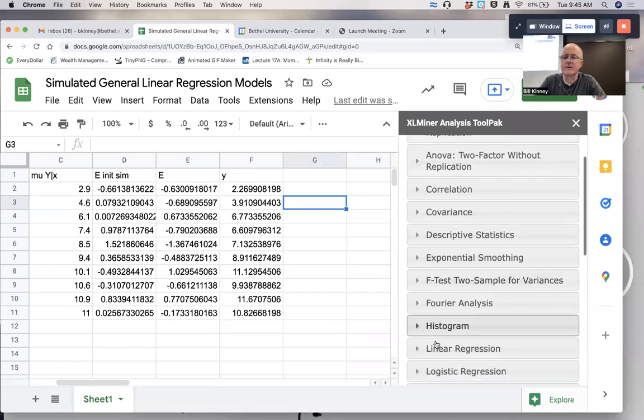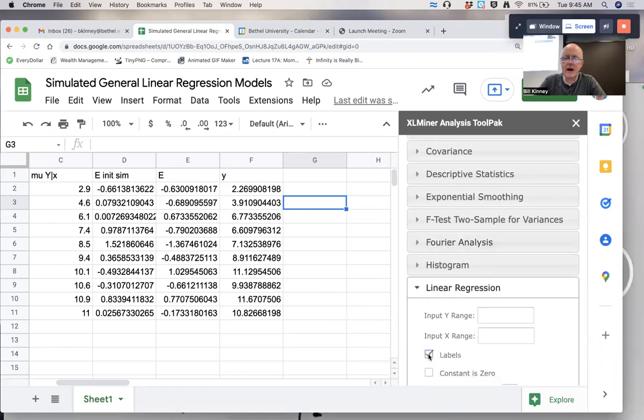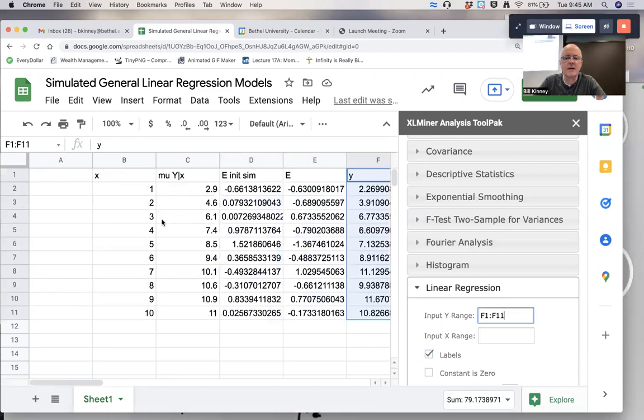Down to still go to linear regression still. First thing I always do is I click the labels box, then I make sure to include the label. The Y range is going to be here, column F, including the label in F1. And the X range is going to be column B, including the label in B1.